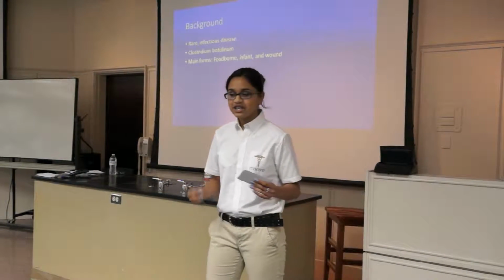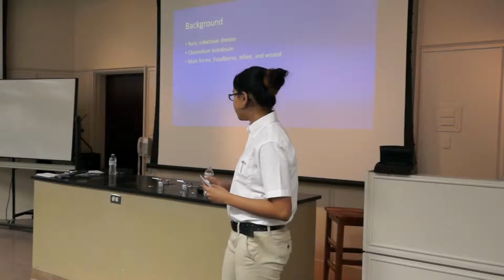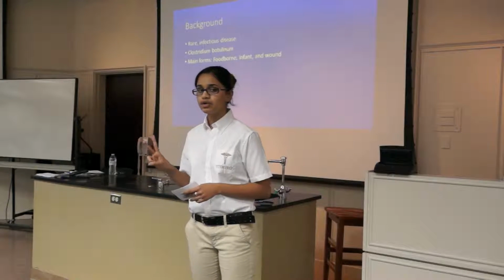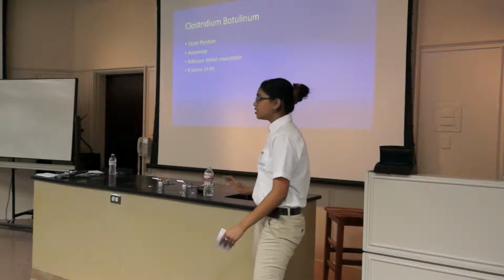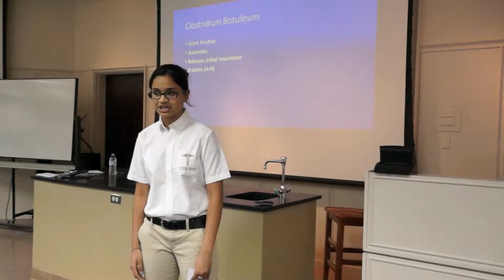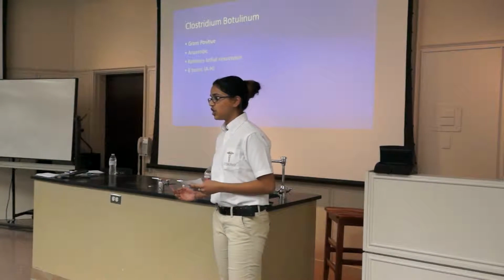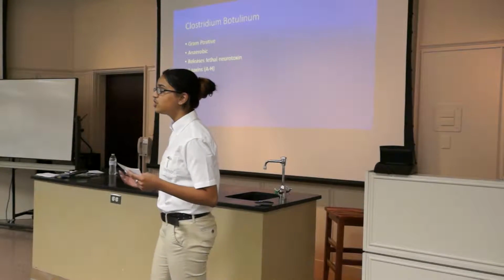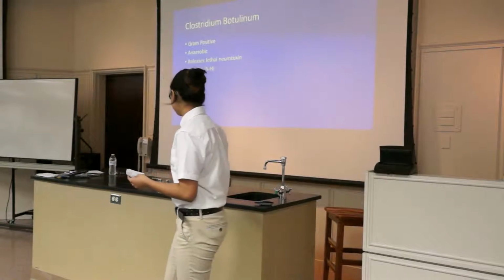Botulism is a rare infectious disease. It is caused by the bacteria Clostridium botulinum, and its three main forms are foodborne botulism, wound, and infant botulism. Clostridium botulinum is an anaerobic gram-positive bacteria. When under stress, it releases lethal neurotoxins. There are 8 types of these neurotoxins. All of them are immunologically distinct, but induce the same disease, which is botulism.